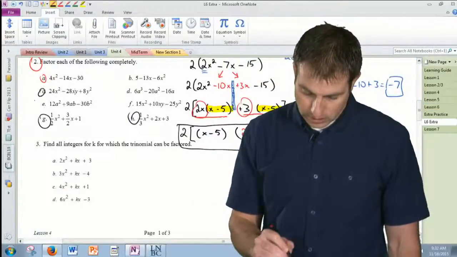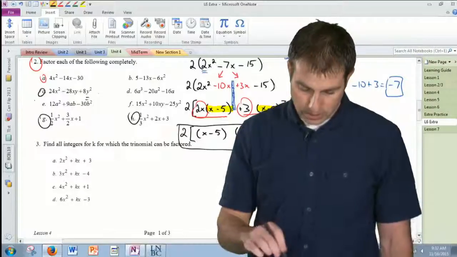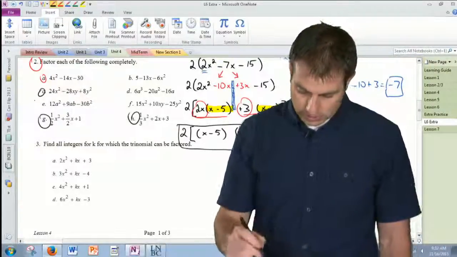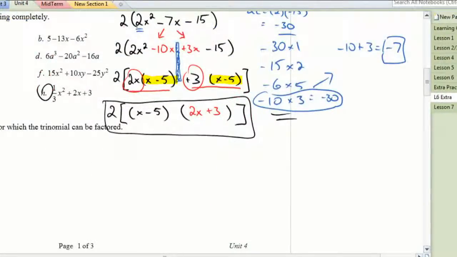Maybe the letter C, because there's this y squared term hanging on the end here. Let's look at C. I'll just maybe do it down below here. This is letter C. 24x squared minus 28xy plus 8y squared.